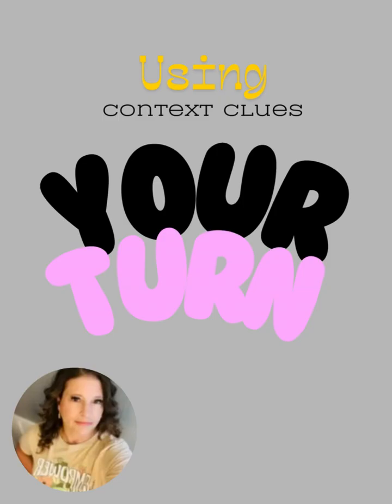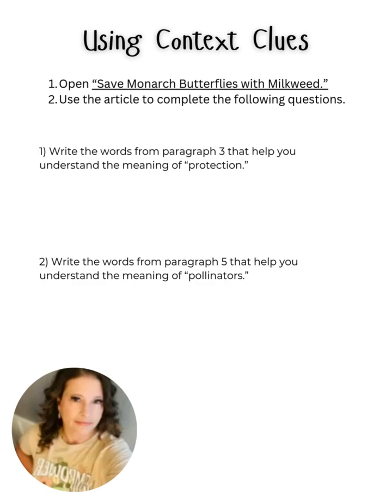And now it is your turn. On the back side of your notes, you are going to find that there is an article in the article of the day that you are going to be clicking on and reading. You're going to read monarch butterflies with milkweed. You will see that you are going to be looking for understanding the meaning of protection and pollinators.